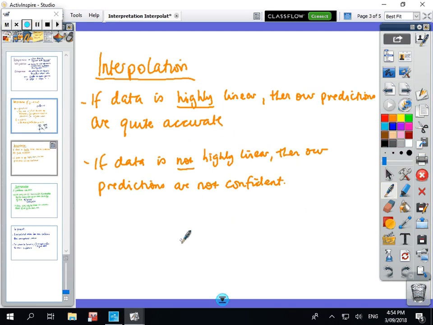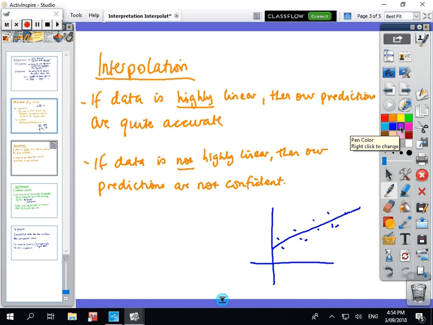So we've just got a couple of slides to go. So interpolation: you've got your points, and you've got a straight line. Sorry, that's not very straight, but anyway. We're trying to predict values that are in between values, and the closer the random data is to a straight line, then our predictions can be quite accurate. But if we've got dots that are all over the place and you make a straight line, it's not highly linear, but we have made a straight line. If it's not highly linear, then we're not as confident with our prediction.